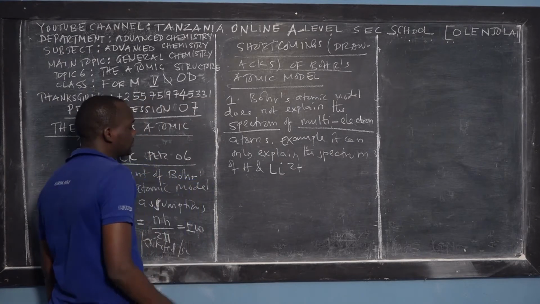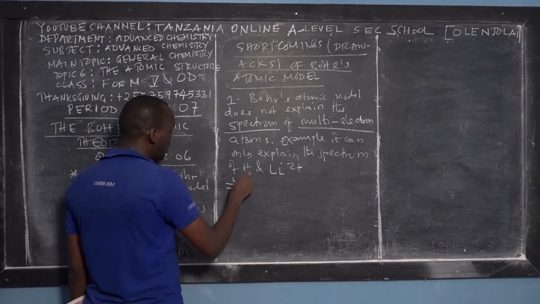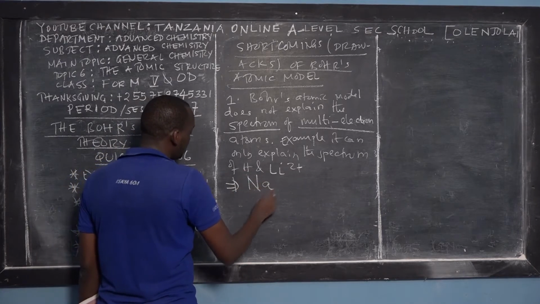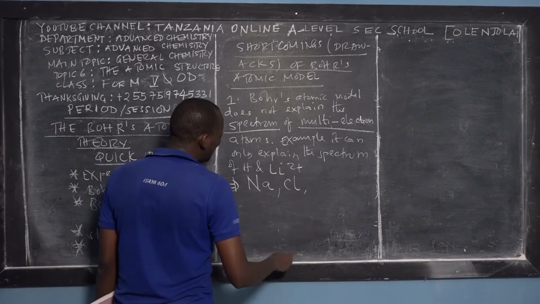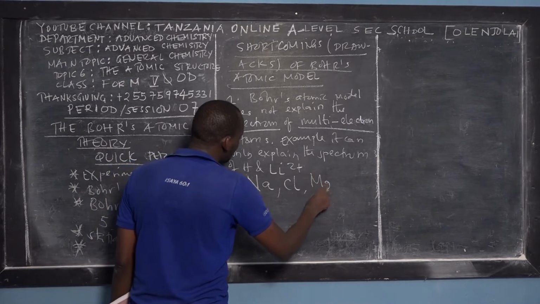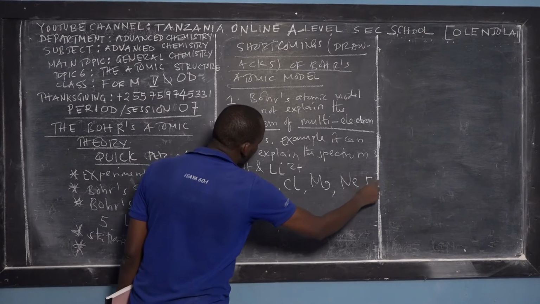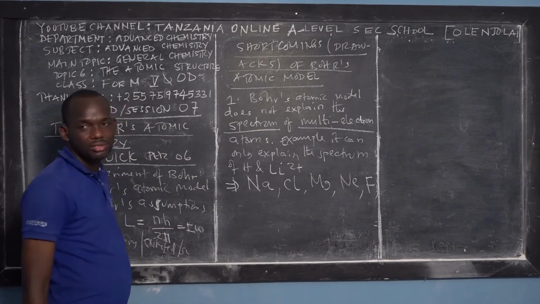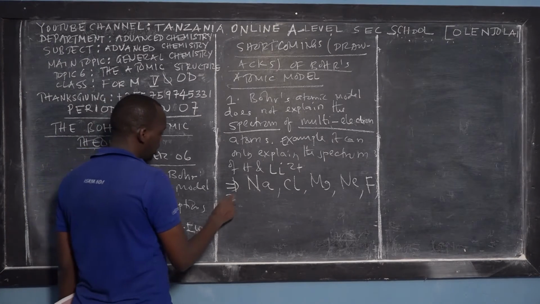What does it mean? It means that Bohr's atomic model cannot explain sodium, chlorine, magnesium, neon, or even fluorine, because those are multi-electron materials. So that's the first shortcoming.